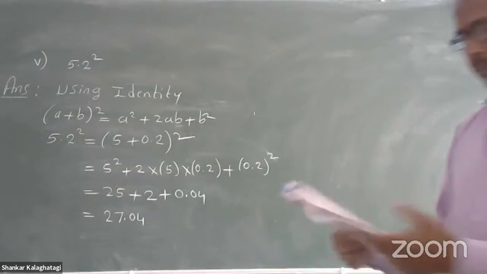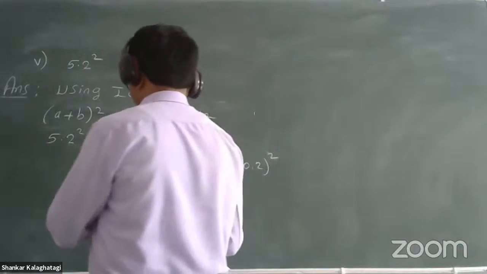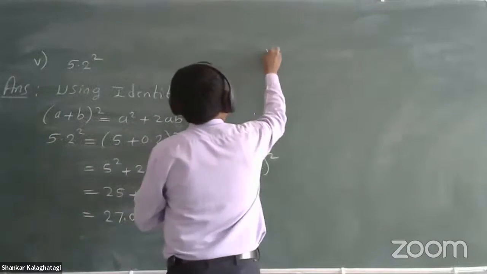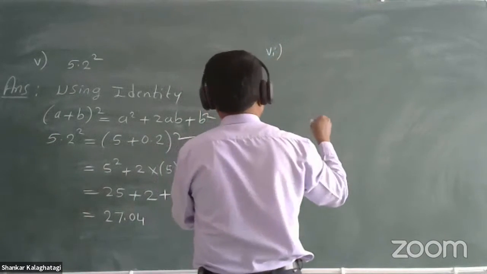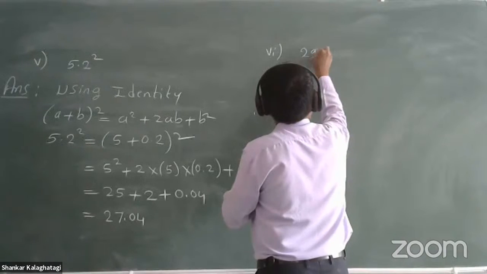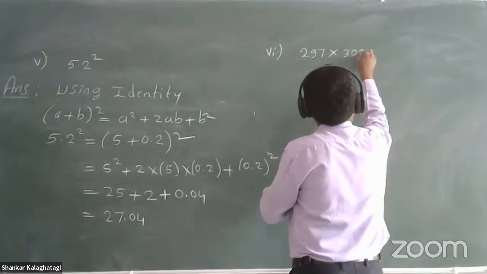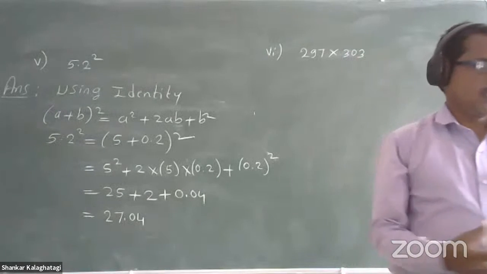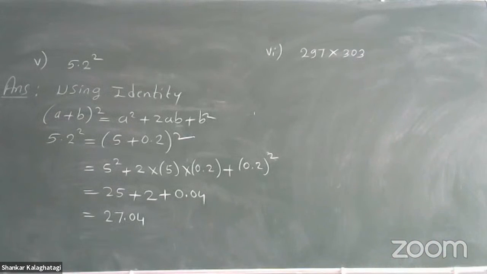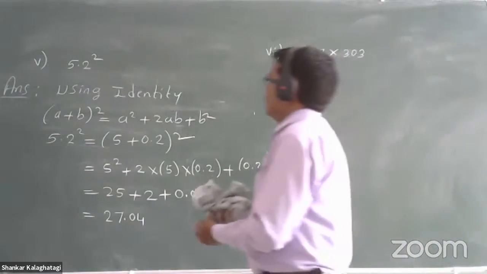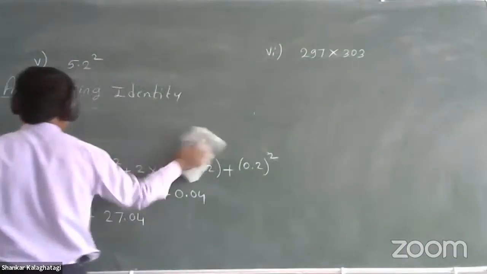Next, sixth problem. 297 into 303. How will you do this? Which identity do you use?